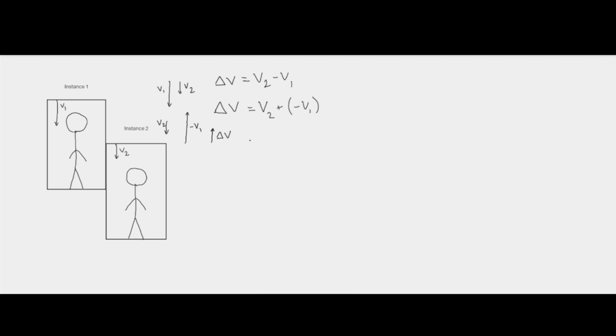And delta v over delta t is known as acceleration. So it's accelerating upwards, opposite of the direction of motion. Remember, the elevator's going down, but the acceleration is pointing up. It's the same as delta v.